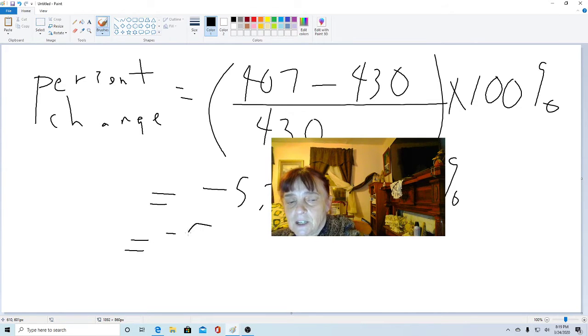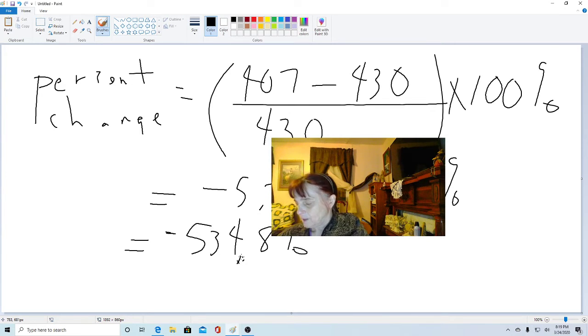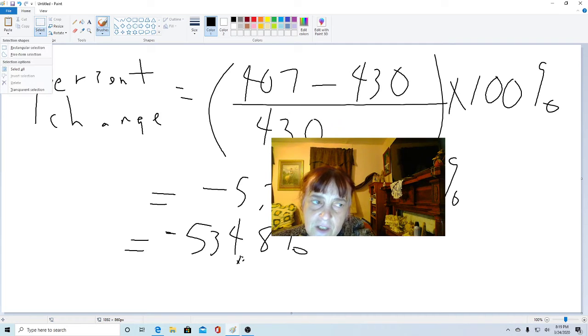Okay, so this is negative 534.8%. The negative just means it's a decrease. So you have a 534.8% decrease.